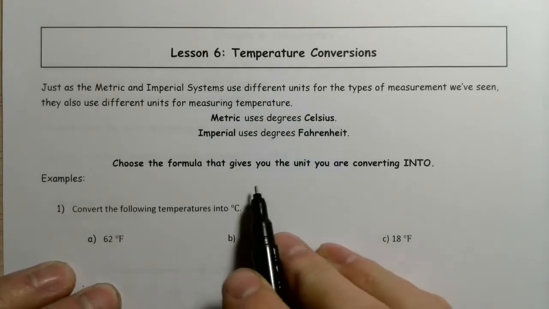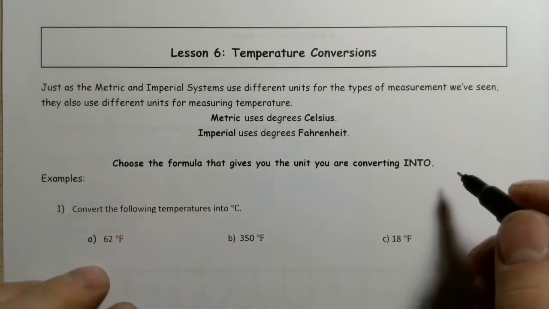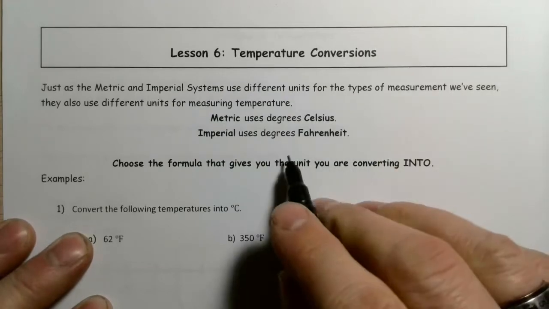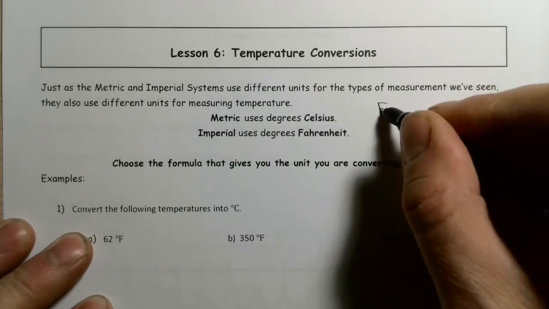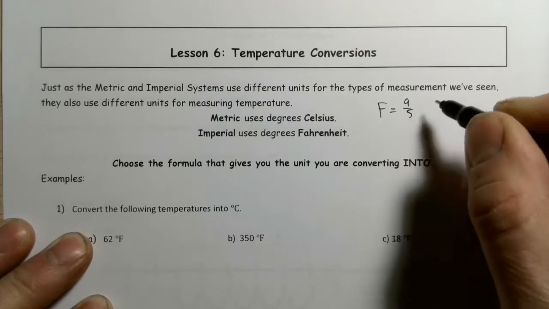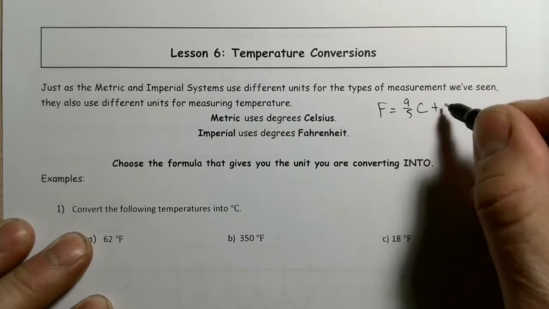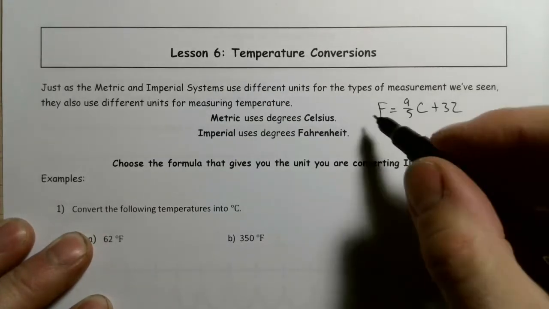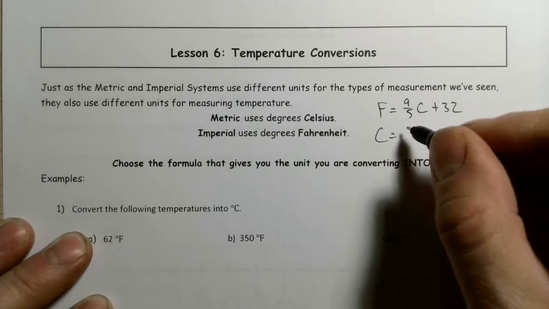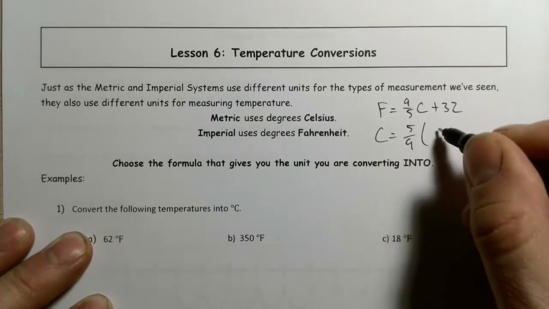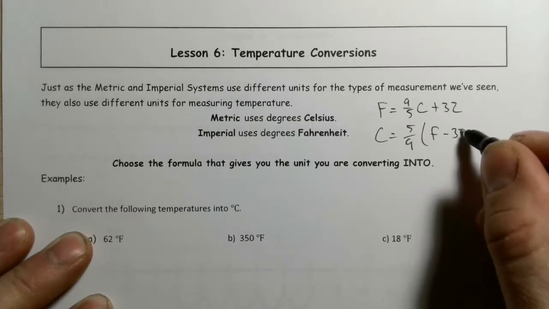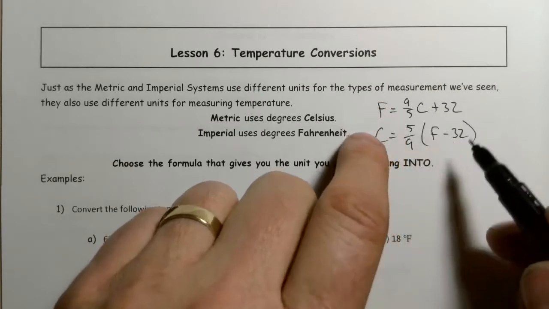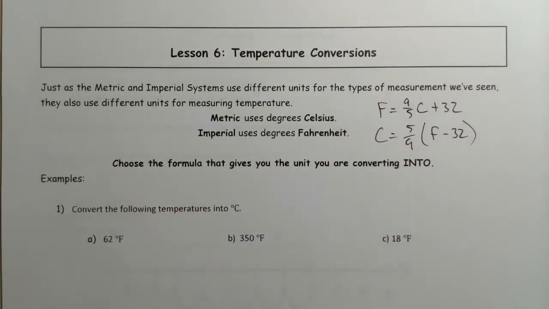So what you want to do is choose the formula that gives you the unit you're converting into. This will be on your formula sheet, but just to write this here, if you wanted to convert Celsius into Fahrenheit, that would be 9/5 of the Celsius temperature plus 32. If you were going to convert into the metric unit, you would take 5/9 of the Fahrenheit temperature minus 32. And notice the presence of the parentheses here and the lack of it in this first one. So you're just going to choose whichever one converts it into the units you're looking for.